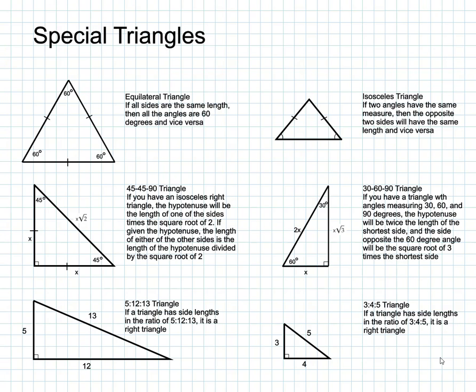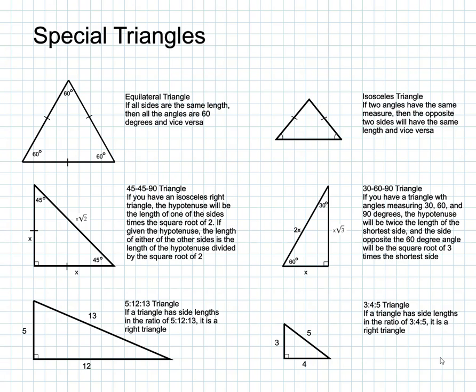If you have a triangle with angles measuring 30 degrees, 60 degrees, and 90 degrees, the hypotenuse will be twice the length of the shortest side, and the side opposite the 60-degree angle will be the square root of 3 times the shortest side.